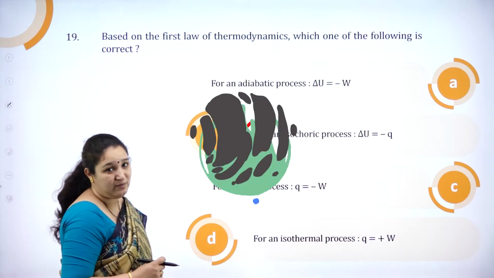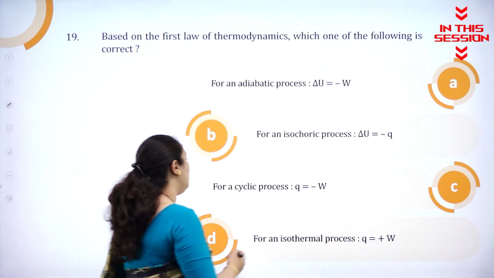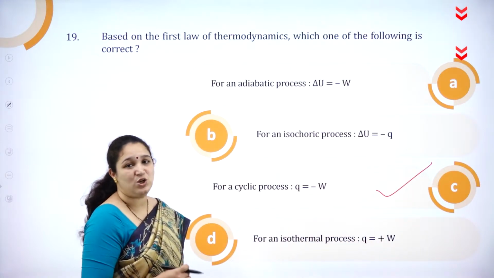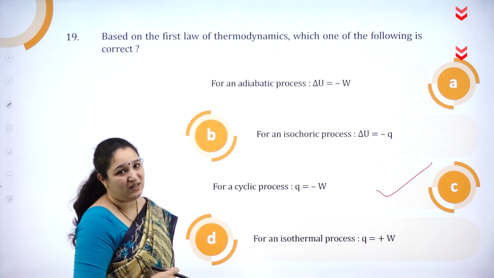First law of thermodynamics. It is a fact which you need to know. Option C is correct, that is for a cyclic process Q is equal to minus W.